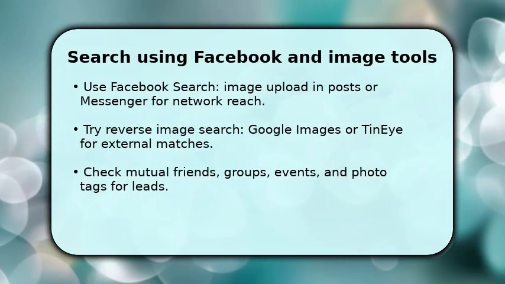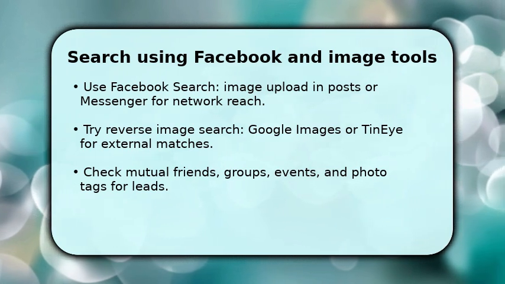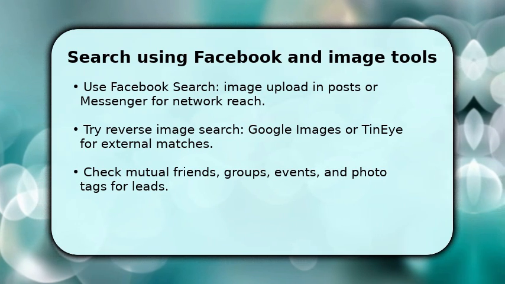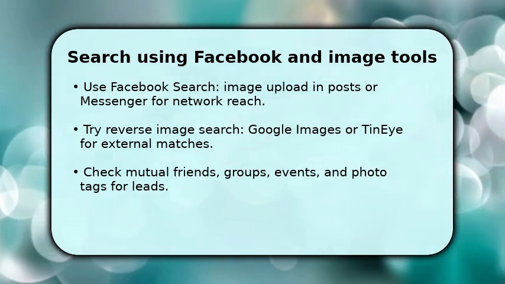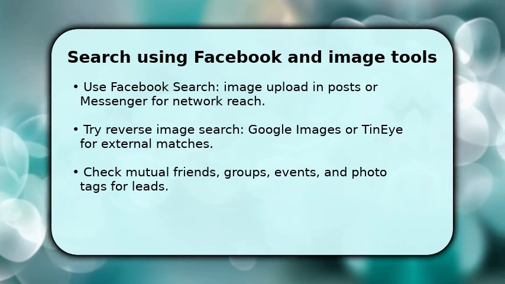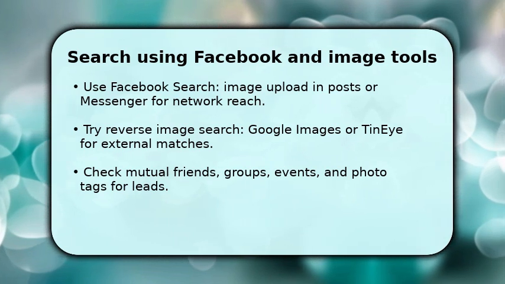Now you'll execute searches. First, post the photo privately to Messenger or a close friends list and ask for identification. Facebook's social graph helps because friends share context. Then you should run a reverse image search on Google Images or TinEye to find identical or similar photos elsewhere. These show other profiles or web pages.